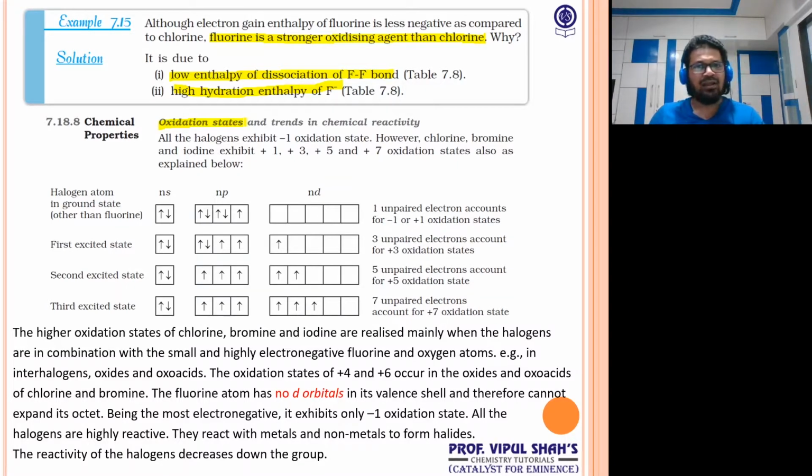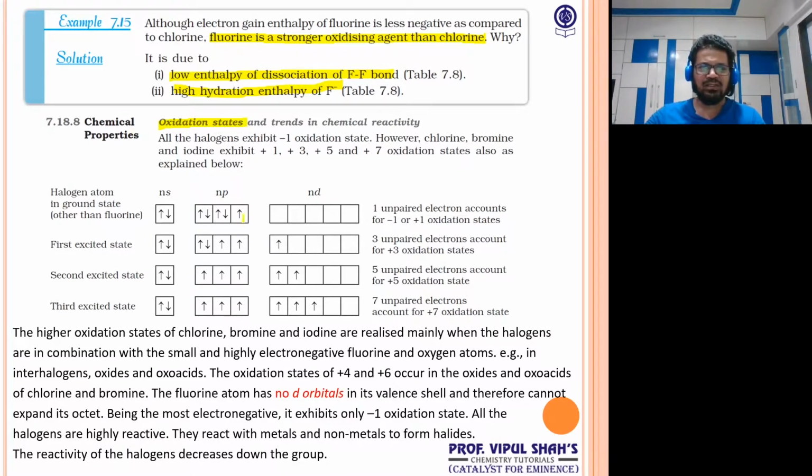Cl, Br and I, apart from -1, also show +1, +3, +5 and +7. Why? Because they have vacant d orbitals. So we have the first excited state, second excited state, and also the third excited state where we can have more unpaired electrons. We will see this in compounds like interhalogen compounds, between two halogen atoms, and how the bonding is there. So remember this: F shows only -1, while Cl, Br and I, apart from -1, also show +1, +3, +5 and +7. So that's the part.